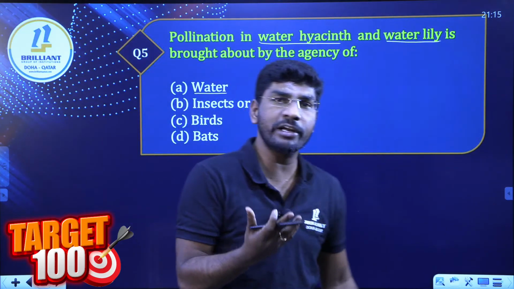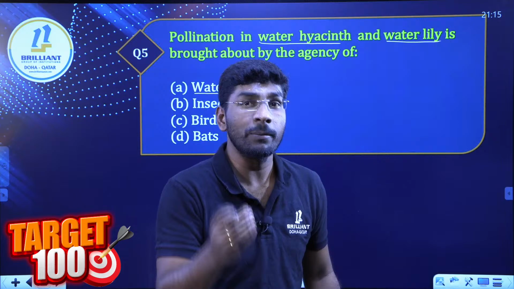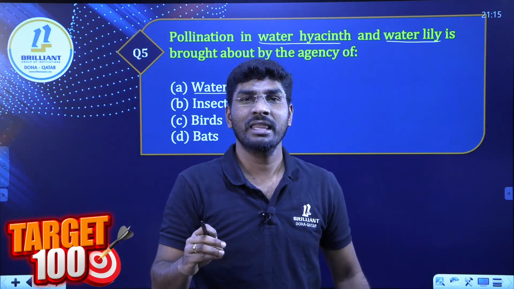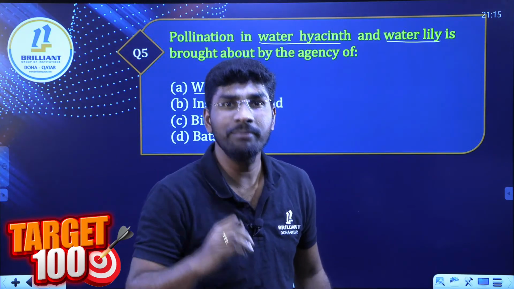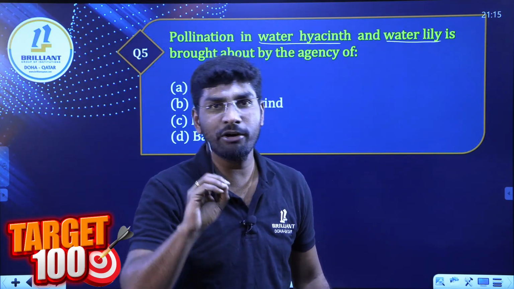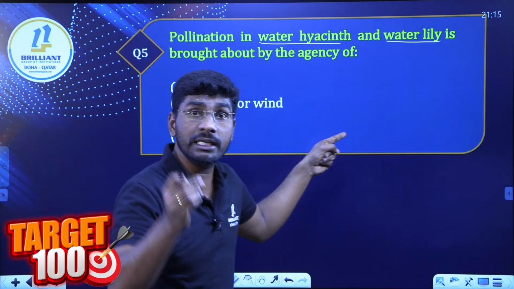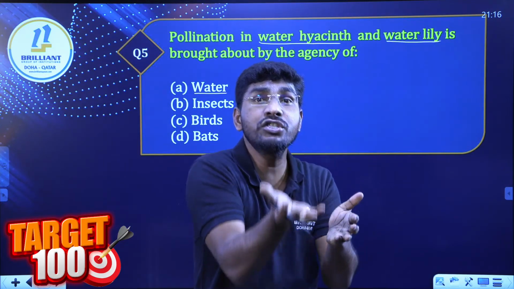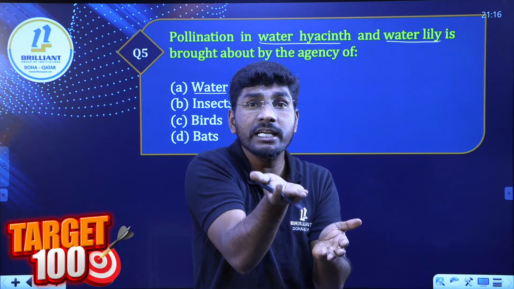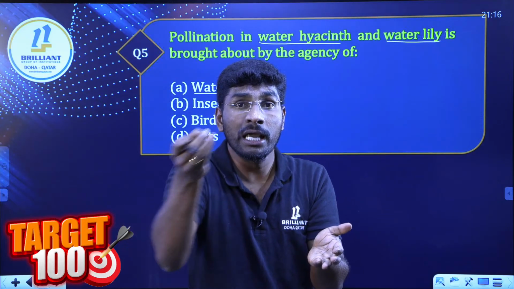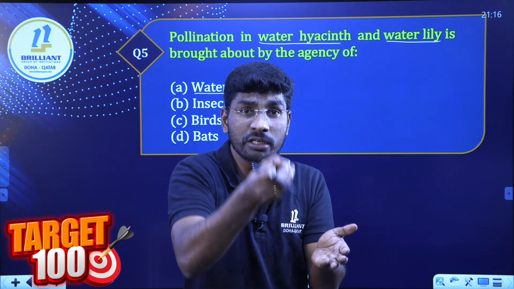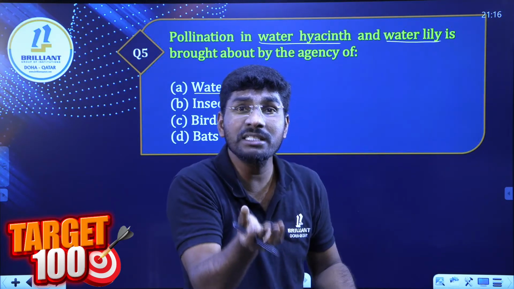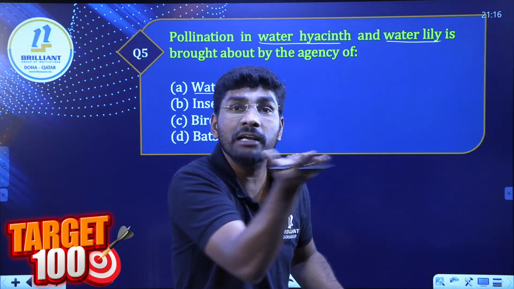So what are the examples of hydrophily? That means water pollinated plants. Water pollinated plants are, I can write Vallisneria, I can write Zostera. Zostera also, Vallisneria also. But in case of water lily and water hyacinth, the flowers emerge above the level of water. Read the NCERT clearly, the line is given. In both water hydrophyte plants, the flowers are emerging above the level of water.